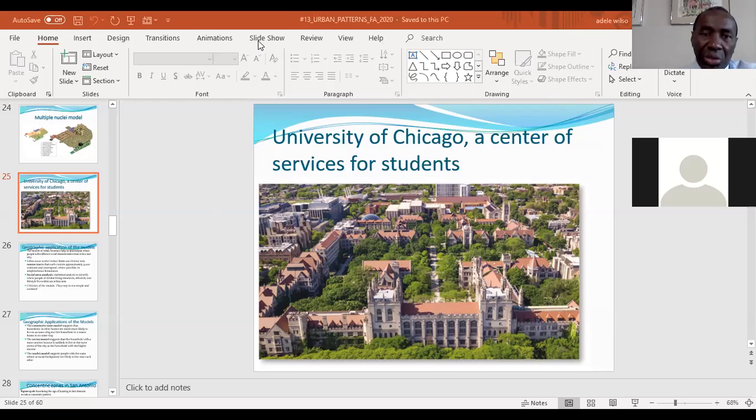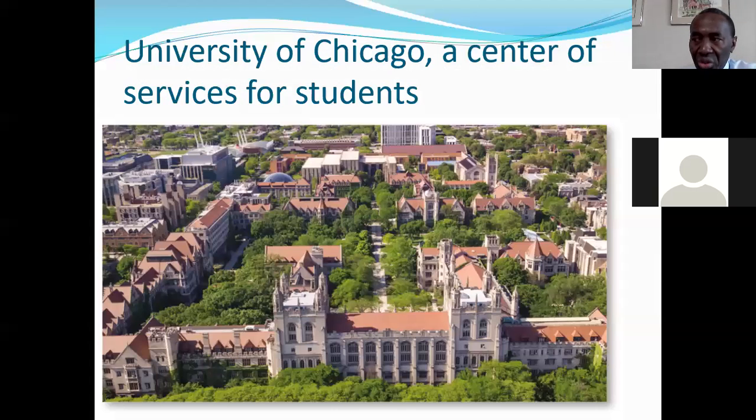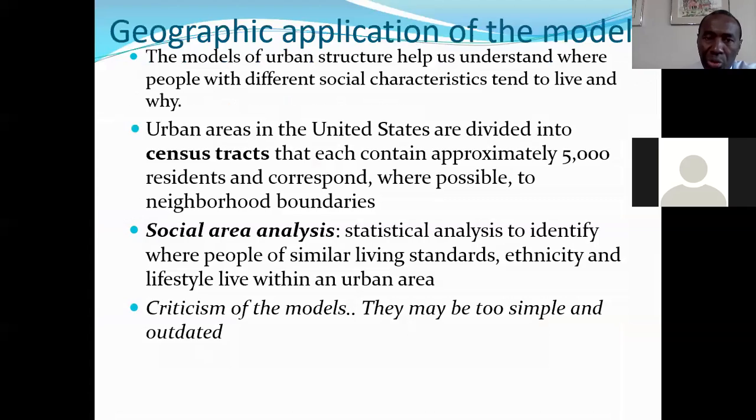This first slide shows the University of Chicago Center of Services for Students. Just like here, we have services around us. We have restaurants close by. We have a gym. We do have apartments on campus, but we also have places nearby where some students can reside, etc. So let's get on to what is known as social area analysis.